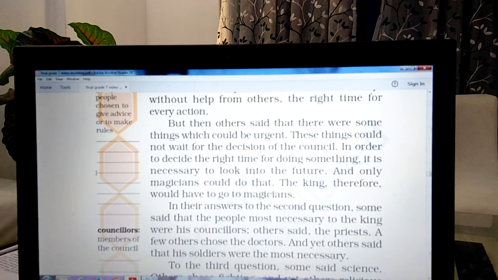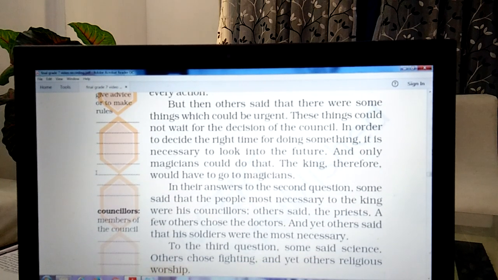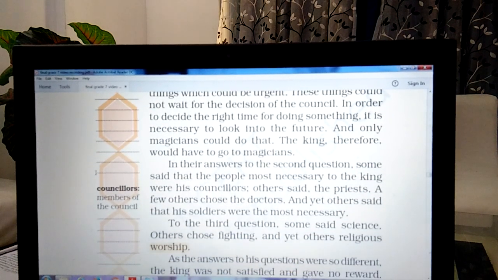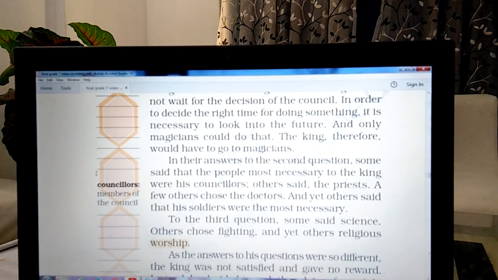In their answers to the second question, some said that. So what is the second question? Let me read it once again. Which people should he listen to? Fine. Which people should he listen to?